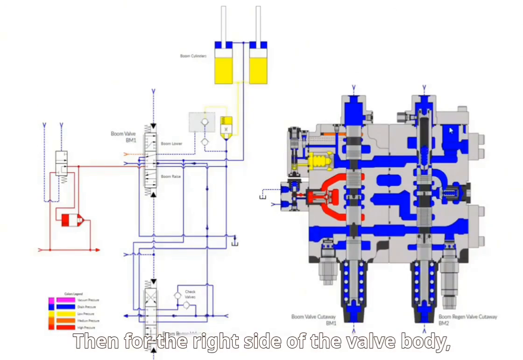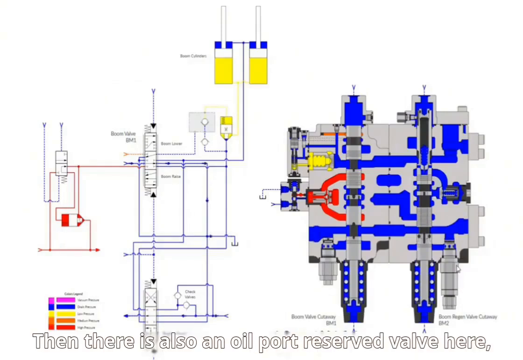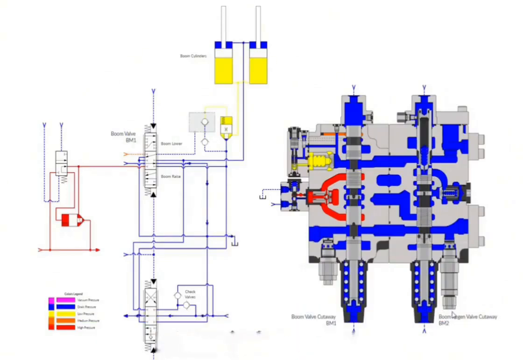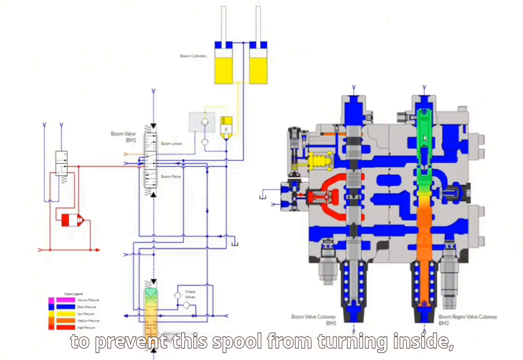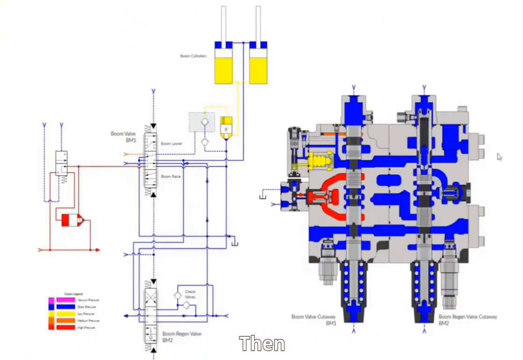Then for the right side of the valve body, here's a one-way valve. There is also a reserved oil port valve here, but this structure is a bit like a two-stage pressurization or two-stage reduction pressure function. And then there's this little screw in this place, to prevent this spool from turning inside. It is equivalent to the time of high pressure and large flow, when this spool turns inside.